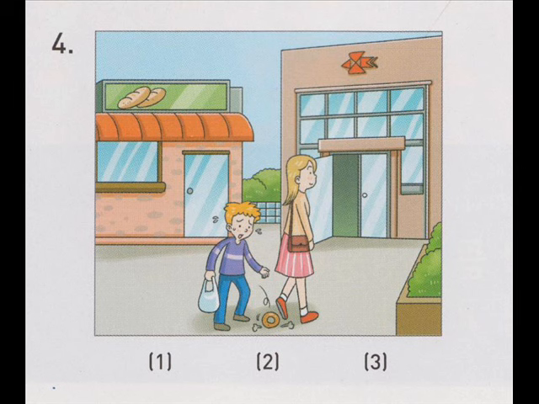Number 1. The woman is sad. Number 2. The bakery is next to the post office. Number 3. The boy looks sick.